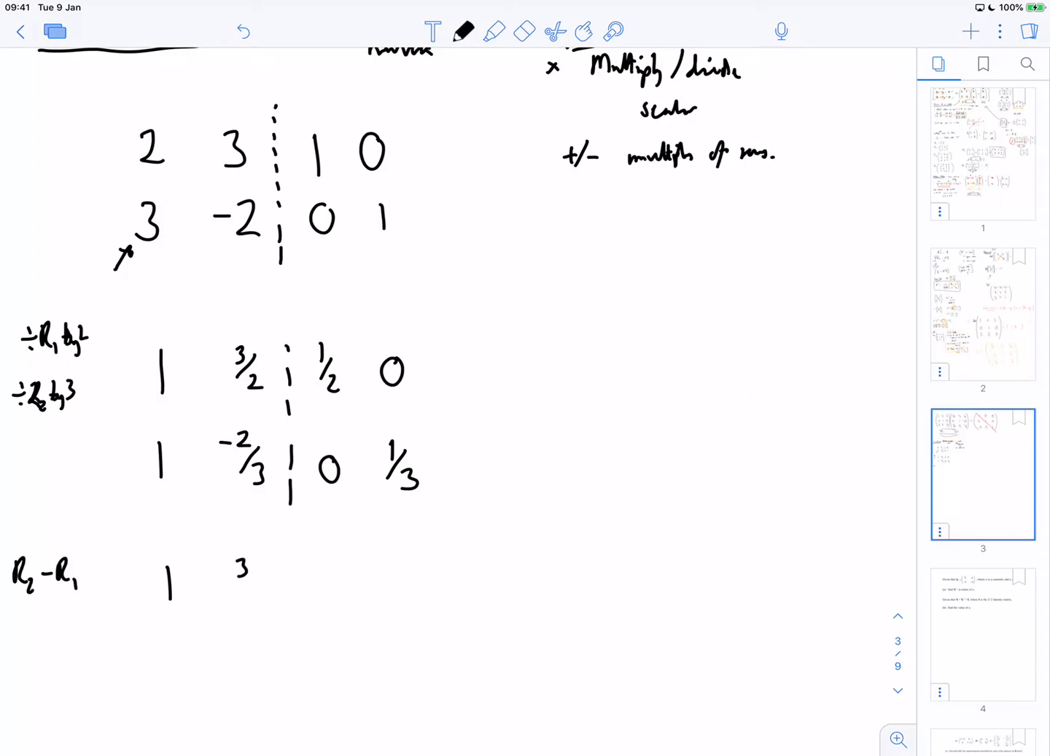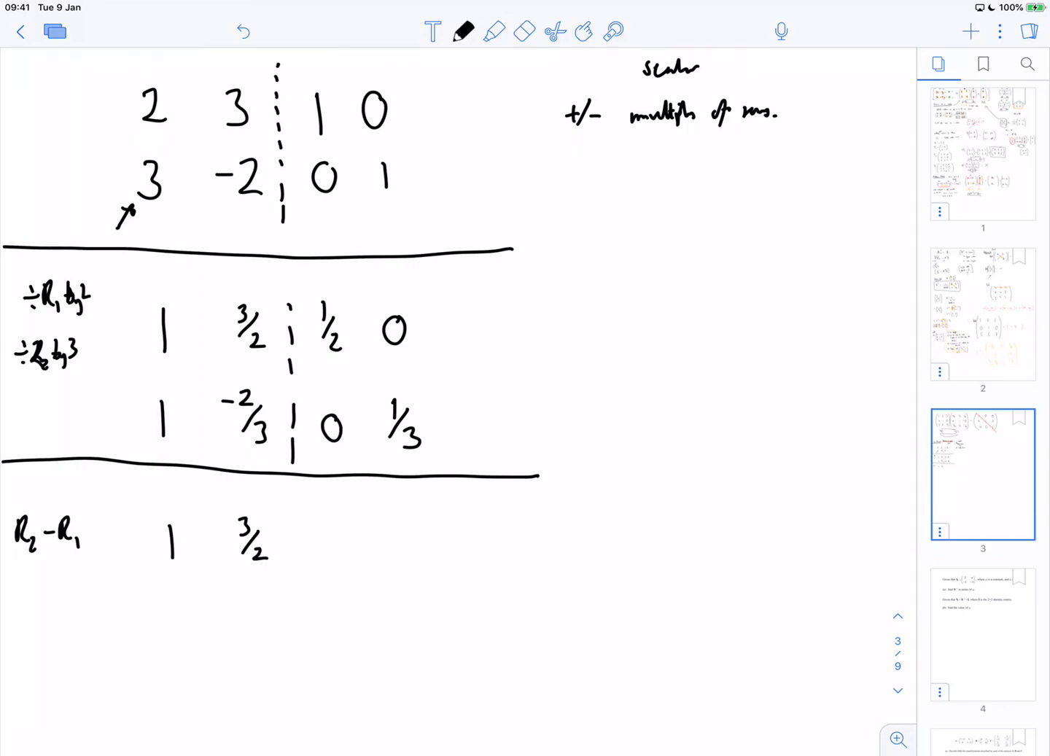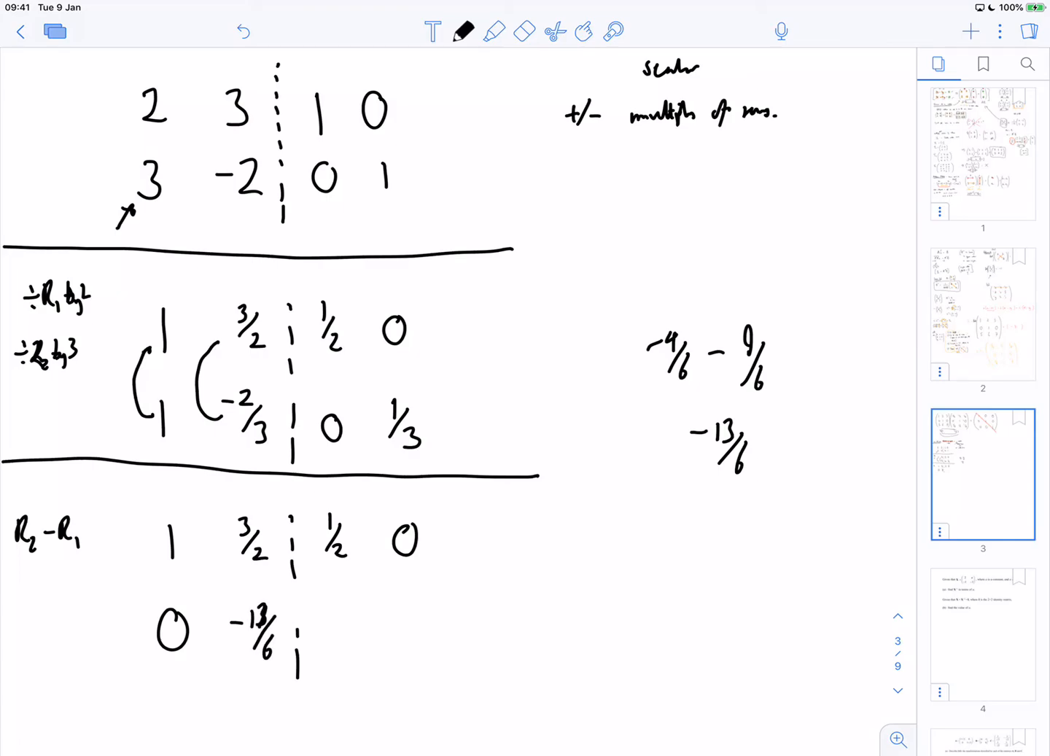So row 1 stays as it is, so that's 1, 3/2, and on the right 1/2, 0. And now if I do the 1 minus this 1, I'll get a 0. And if I do minus 2/3 minus 3/2, well, let's think about this. I've got minus 4/6, and I'm going to minus 9/6. I believe that's minus 13/6. Is that right? Seems legit to me. And then over here, I've got 0 minus 1/2, which is minus 1/2, and this is going to be a 1/3.